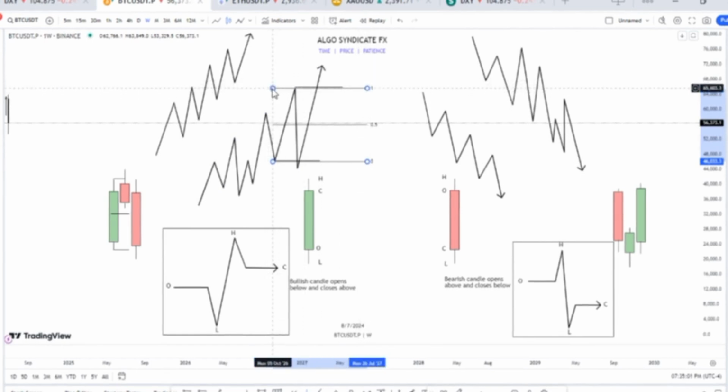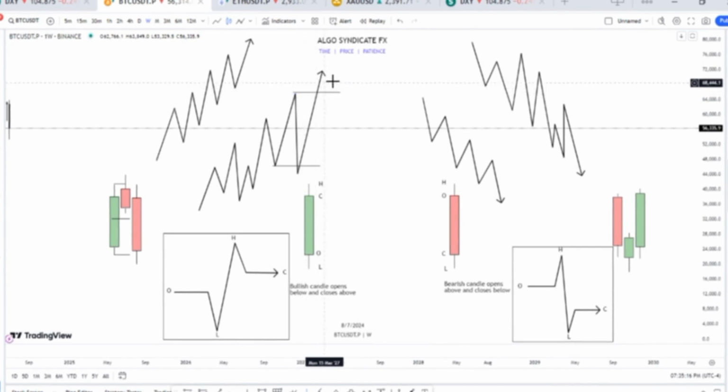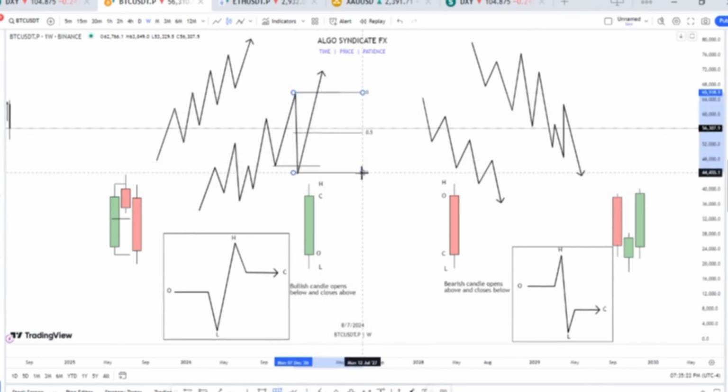So if we want to sell, we want to sell above highs, or above range highs, however you want to put it. Still the same thing. Then first TP is going to be targeting first of all 50% of the range, then the opposite end of the range.